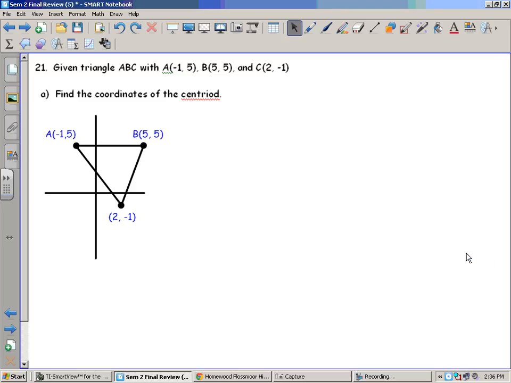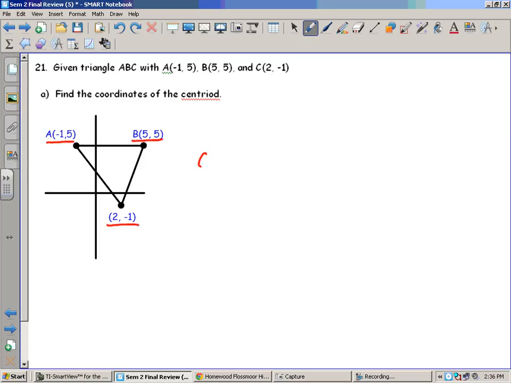Okay, this is how you would do problem number 21, A. We're going to do problem 21, A, B, and C in this little tutorial. Let's just find the coordinates of the centroid. Well, the centroid is really easy. It's a simple formula. It's basically just the average of the 3 points given.